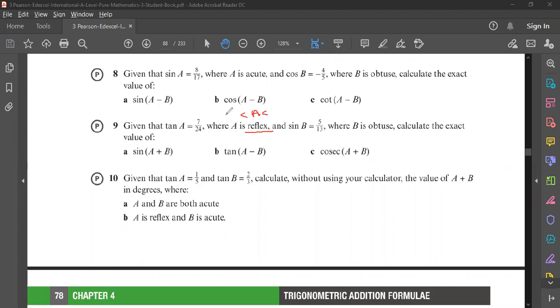180, 360. How many quarters are there? 2. Okay, so which one of those quarters do we mean when we say tan A equals 7 over 24? Which quarter?